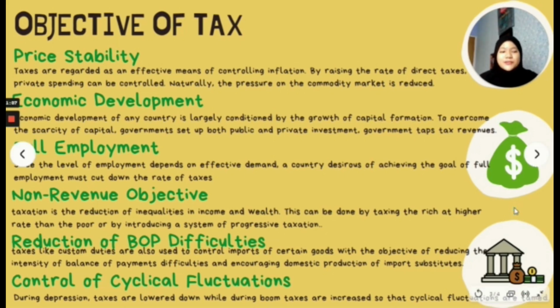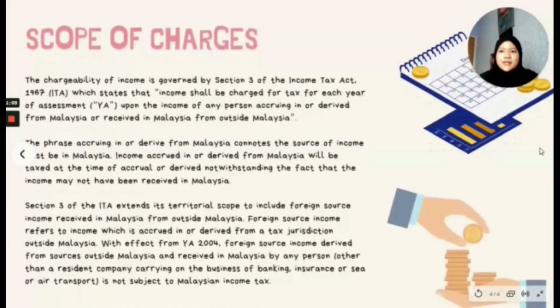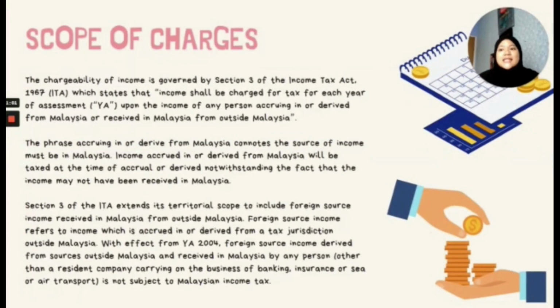So next we move on to the scope of charges. For the scope of charges, the chargeability of income is governed by Section 3 of the Income Tax Act 1967, which stated that income shall be charged for tax for each year of assessment upon the income of a person accruing in or derived from Malaysia or received in Malaysia from outside Malaysia. So next, we move on to another subtopic.